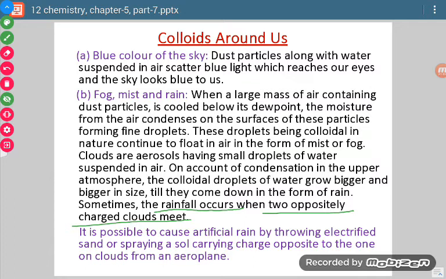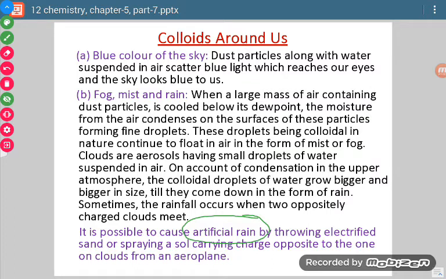Okay, now one more thing which we can learn from here is that if somehow we can neutralize the water droplets present in the cloud, then they will fall as rain. So artificial rain is also possible. How is it possible? Because clouds are colloids, and we know colloids can be coagulated. So we have to do something which results in coagulation of the cloud. So how can they be coagulated? By the use of an electrolyte.